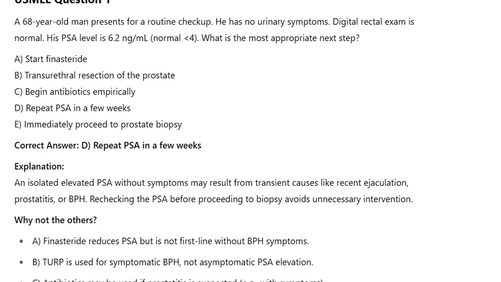A. Start finasteride. B. Transurethral resection of the prostate. C. Begin antibiotics empirically. D. Repeat PSA in a few weeks. E. Immediately proceed to prostate biopsy. Correct answer, D. Repeat PSA in a few weeks.